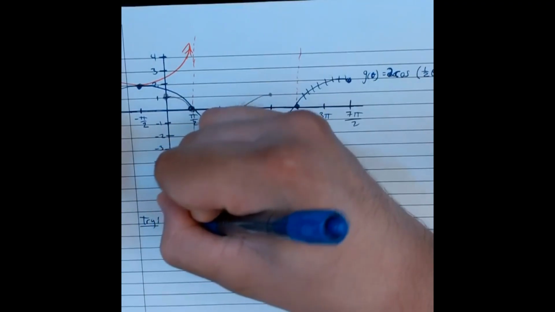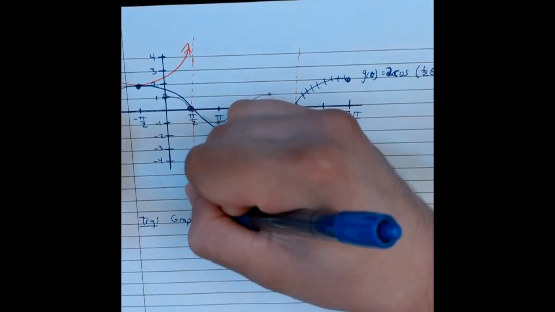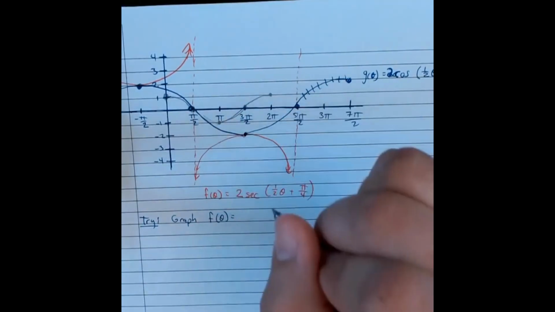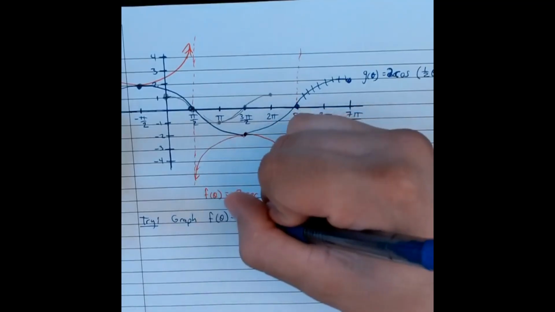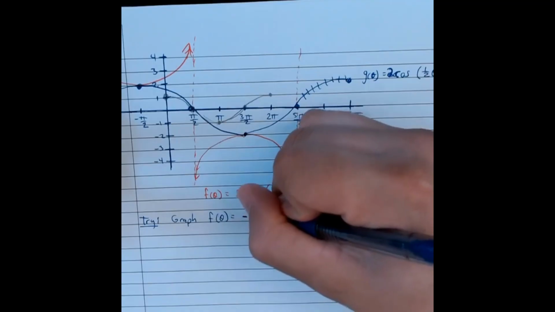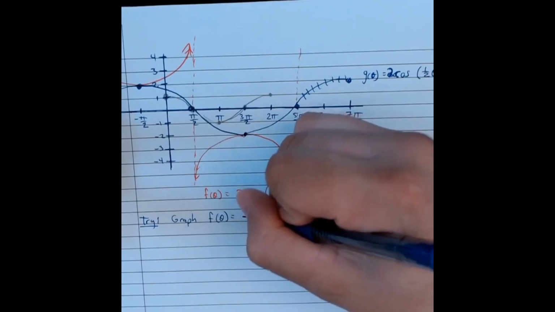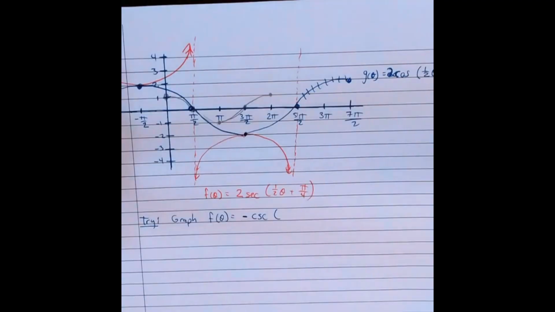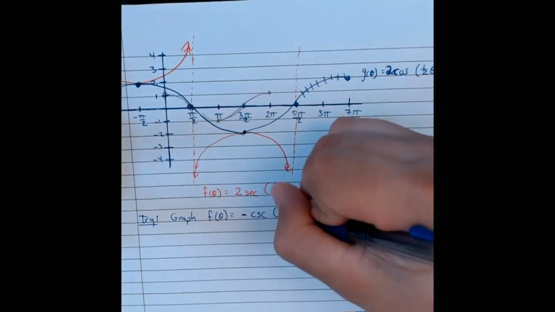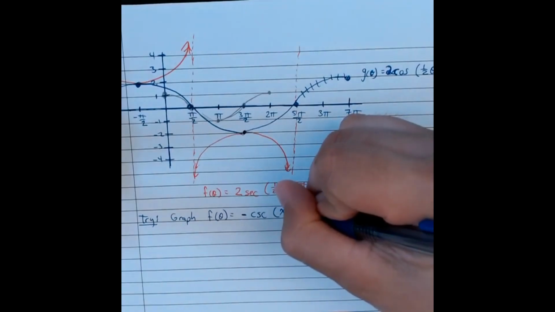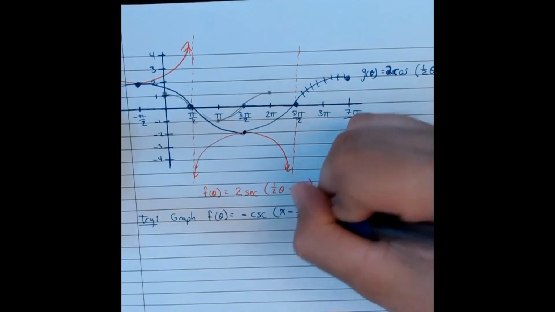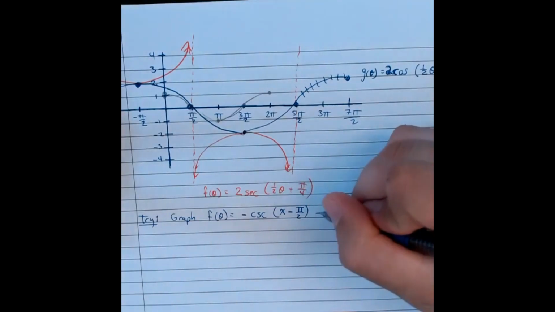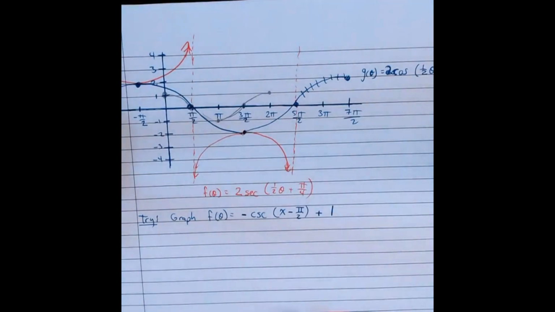Go ahead and graph the function f of theta is equal to, let's see, let's make this one negative cosecant of x plus pi over 2. Let's make that minus x minus pi over 2, just because that one was already plus, so let's make one look a little different. x minus pi over 2, and then plus 1. Okay, so go ahead and give that a try.